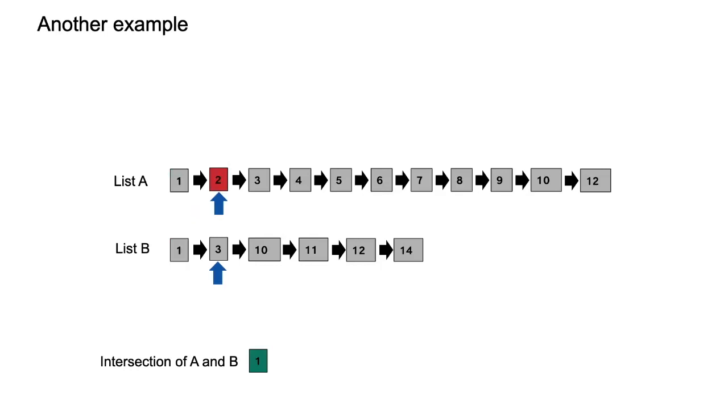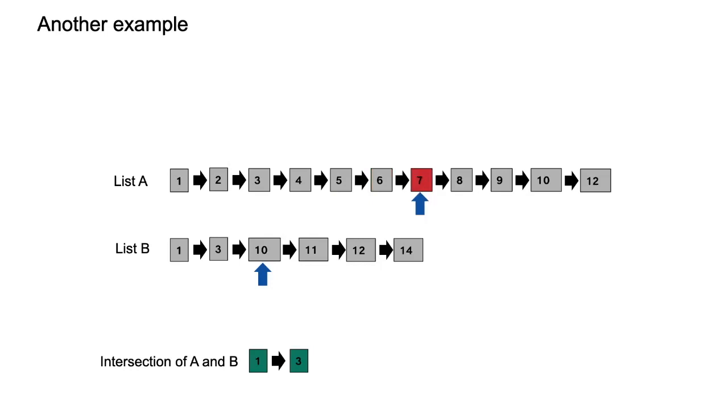Okay, 1 and 1, that's the same. Then we advance both. Then 2 is not the same as 3, so we increase only the pointer of 2. Then we have 3 on both sides. Now we compare 10 and 4, so it's different. So we move the pointer that has the smaller one, which is 4. 10 and 5 is different, so we move the smaller number pointer. 6 and 10 is different, so we move up the pointer to 6.